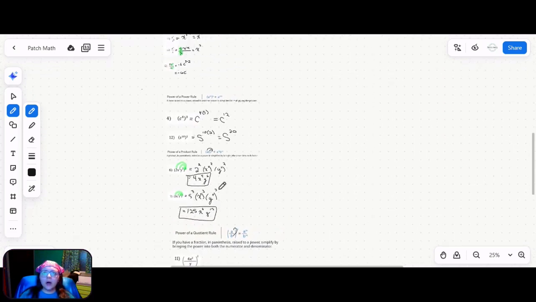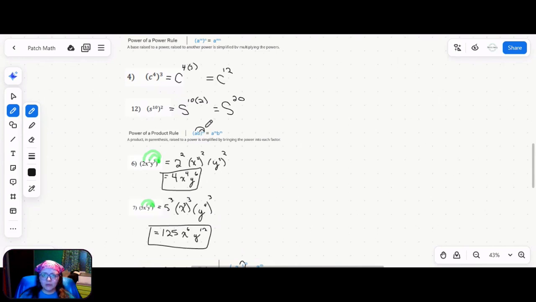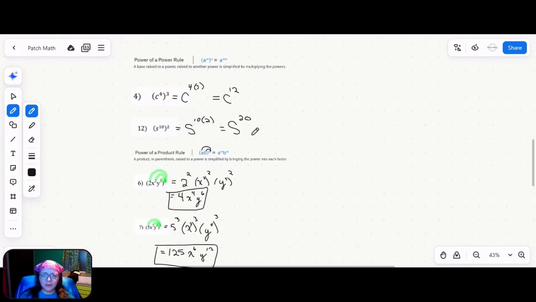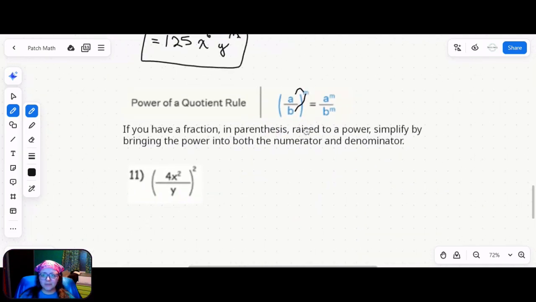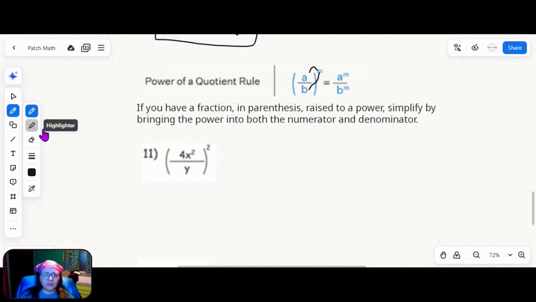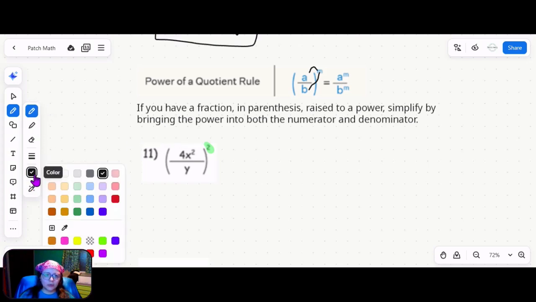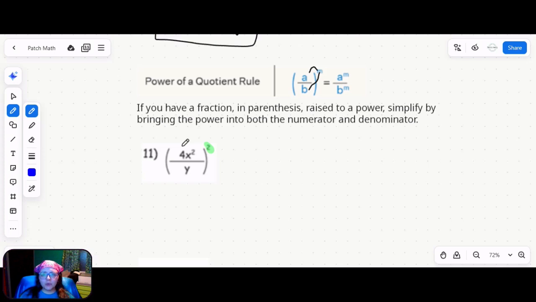Now, here's the thing. Power of a quotient rule often happens alongside power of a product rule and power of a power rule. So if you need help with those, please consult the video prior to this one. Looking here, we have a quotient or a fraction in parentheses with this 2 on the outside. That 2 is going to come into, now this is super important, we have some invisible grouping symbols. This numerator is in its own parentheses. This denominator is in its own parentheses. So we are bringing that 2 in to the outside of that parentheses, and then we're bringing that 2 in here.